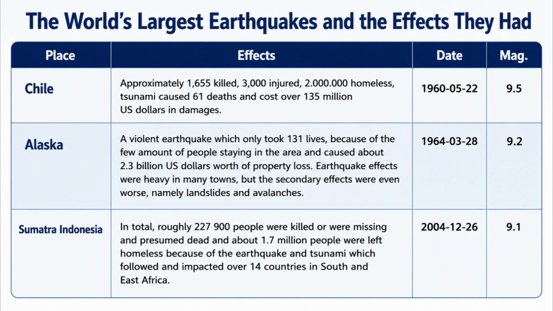In 2004, in Sumatra, Indonesia, in total, roughly 227,900 people were killed or were missing and presumed dead, and about 1.7 million people were left homeless because of the earthquake and tsunami, which followed and impacted over 14 countries in South and East Africa. That had a magnitude of 9.1.